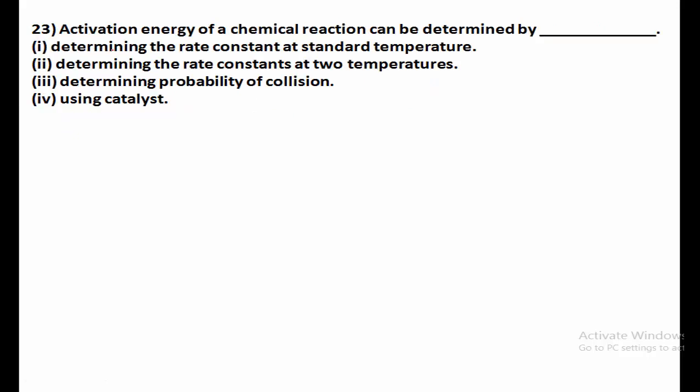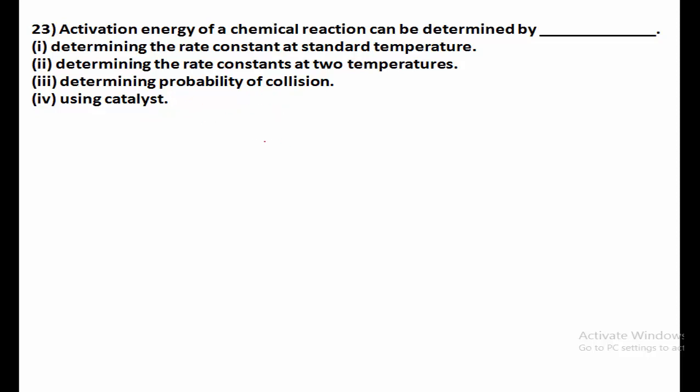Next, 23rd: the activation energy of a chemical reaction can be determined by... So how do we determine the activation energy? First, by determining the rate constant at standard temperature. Second, determining the rate constants at two temperatures. Third, determining the probability of collision. And fourth, using a catalyst.